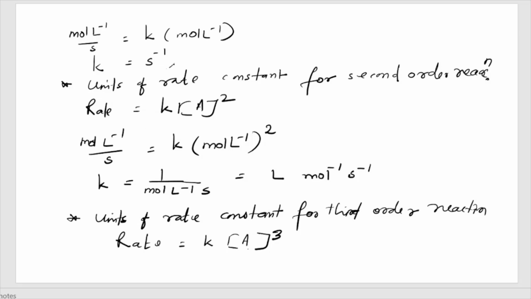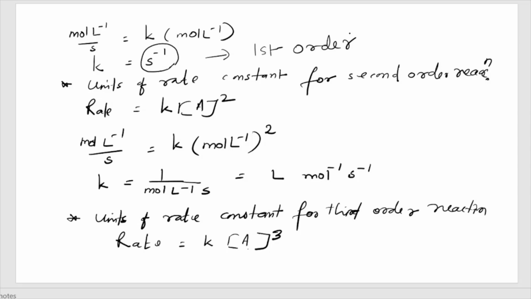Better you say this is second inverse. This is for first order. So remember, for first order, the unit of K is second inverse. Units of rate constant for second order, what to do? Again you put the value according to the rate law. Rate equal to K A to the power 2.